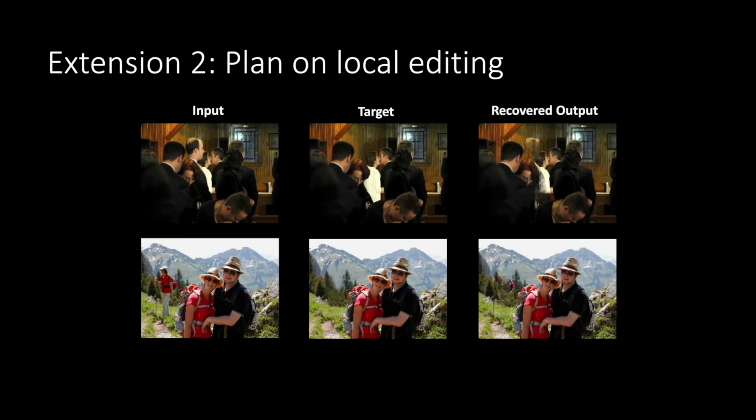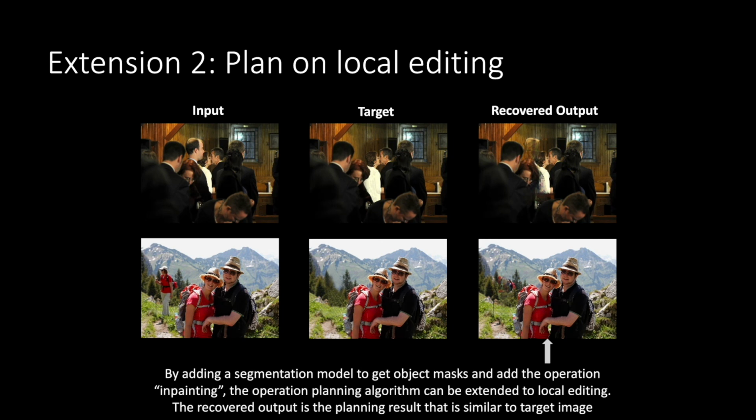Second is planning on local editing. We can see that our planned output can recover the target image by removing some distracting people, by adding a segmentation model to get the object masks and adding the operation inpainting.